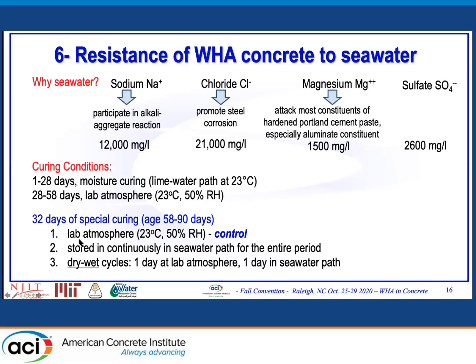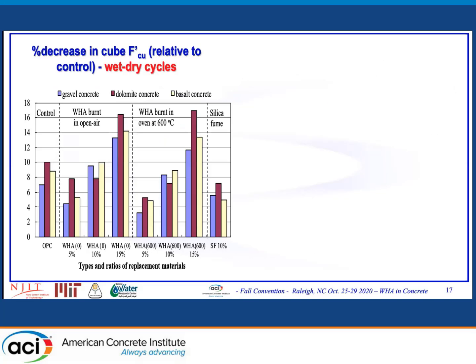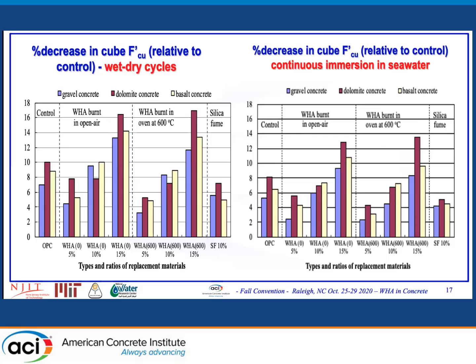So the first one is a control without any seawater. The second one is continuous immersion in seawater. The third category is dry-wet cycles of seawater, so 1 day in lab atmosphere and 1 day in a seawater bath. So here are the results that we obtained, and I represent them here as a percentage decrease. So this is the effect of seawater on the compressive strength decrease.